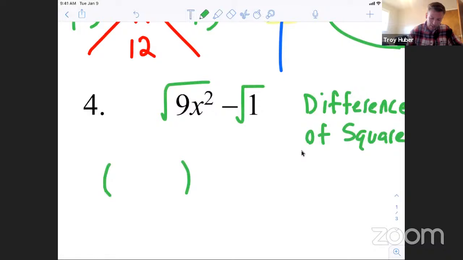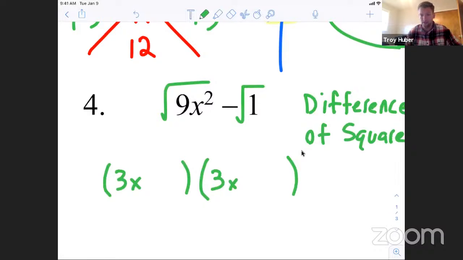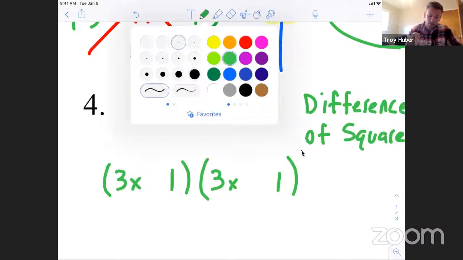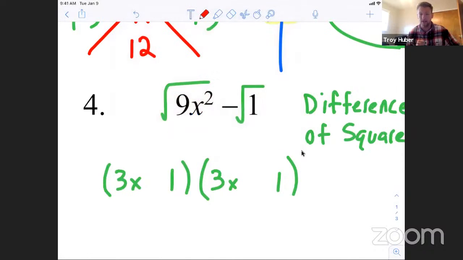All right, so if we're writing it in factored form here, we're going to do the square root of 9x squared. So the square root of 9 is just 3. And the square root of x squared is just x. All right, then we do the square root of 1, which is nice and easy. It's just 1 because 1 times 1 is 1. Okay, and now the difference of squares says, hey, to cancel out that x term, because we don't have an x term in this one, we make one of these addition and one of these subtraction.